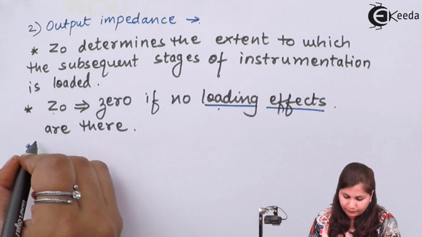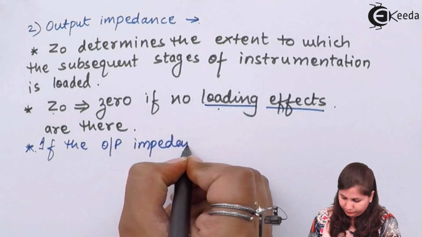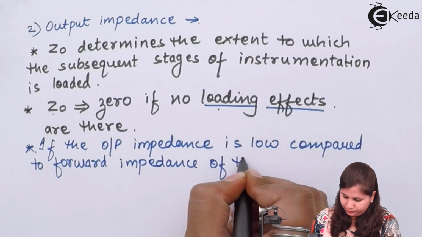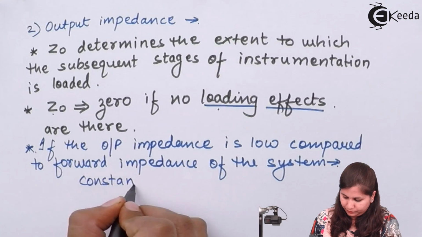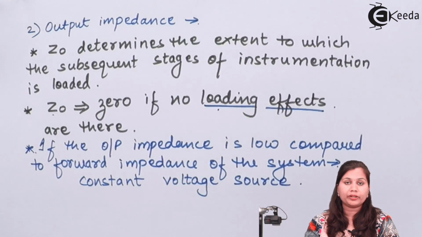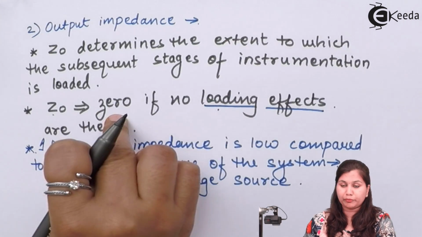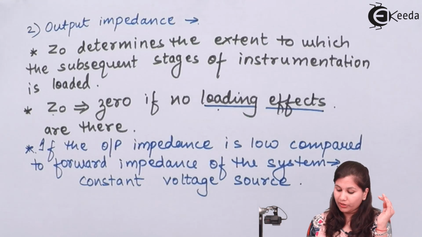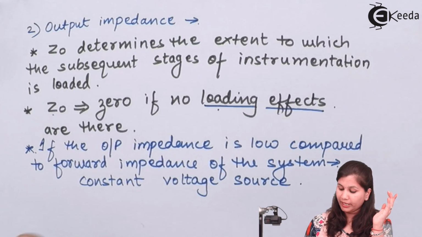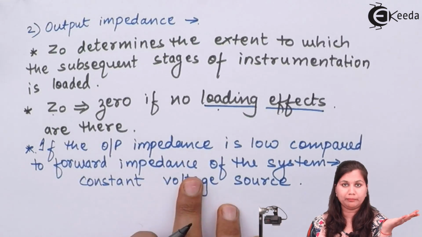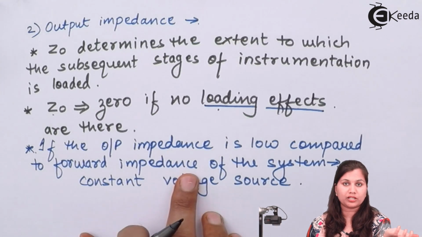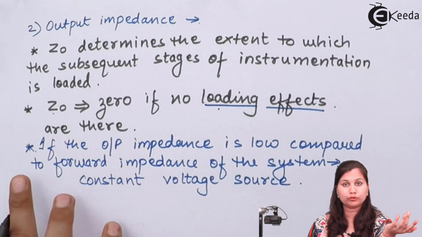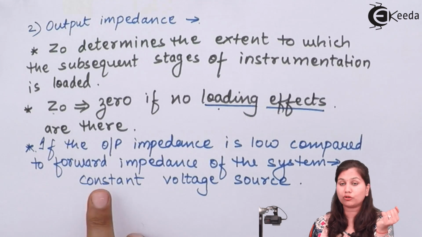Now, if we are talking about this loading effect, we said here that the output impedance should be 0, or we can say that ideally a device should have high input impedance and low output impedance. Now, if we compare the input and the output impedances of a transducer, if the output impedance is low compared to the forward impedance or the input impedance of the system, then the transducer will act as a constant voltage source. And if the reverse is there, that if the output impedance is high compared to the forward impedance, the transducer will have the characteristics of a constant current source.